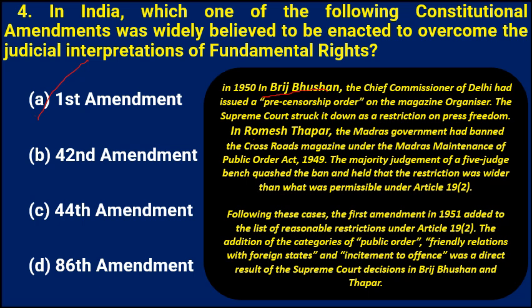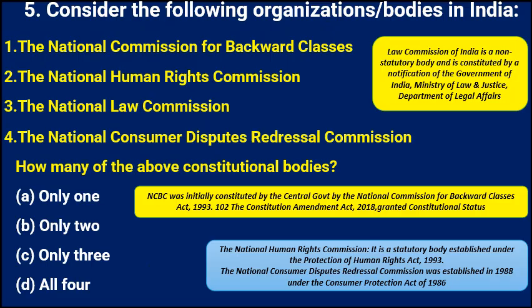The First Constitutional Amendment Act added new articles to the Constitution. They are 15 Clause 4, 16 Clause 4, 31A, 31B and a new schedule, 9th Schedule, added to the Constitution. Apart from this, Article 19 Clause 2 was amended, with public order, friendly relations with foreign states and incitement to an offence. These three grounds were added to Article 19 Clause 2.